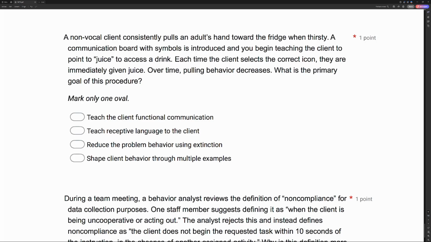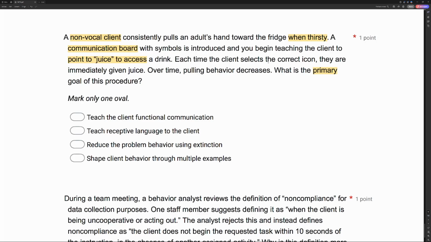Now let's talk about primary goal. When we talk about the primary goal, it's the primary reason we're trying to use an intervention, or what are we trying to accomplish? Here we have a non-vocal client who's pulling an adult towards the fridge when thirsty. They introduce a communication board to teach the client to point to juice to access a drink. So just in the first two sentences alone, we have a lot of information about communication. Client's non-vocal. Currently, they pull an adult's hand to communicate. Communication board is added. We want them to point to juice. So far, it's pretty clear we're trying to increase communication or change communication.